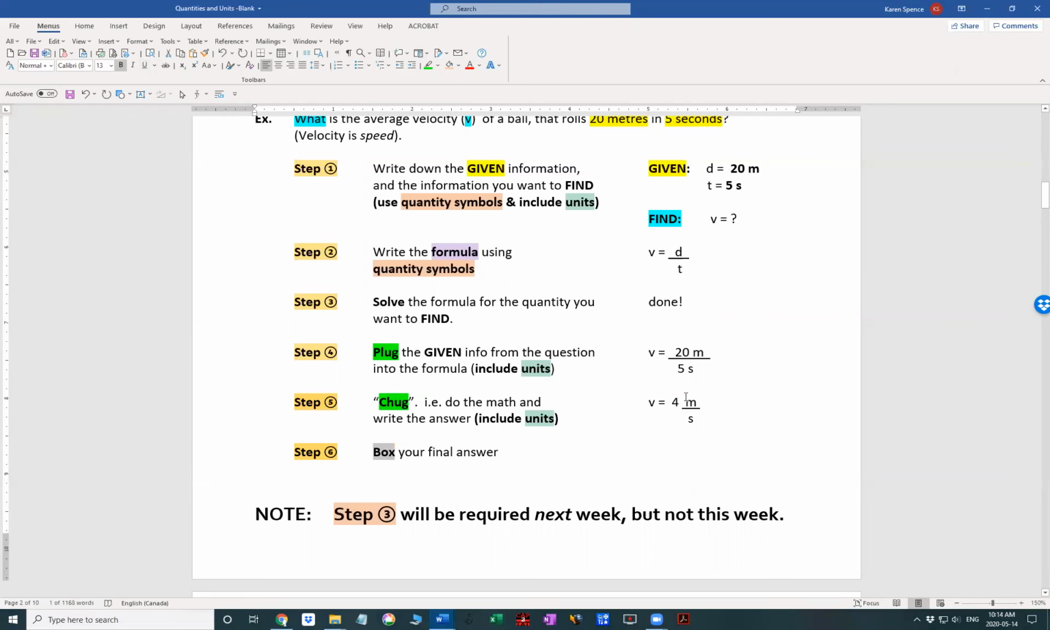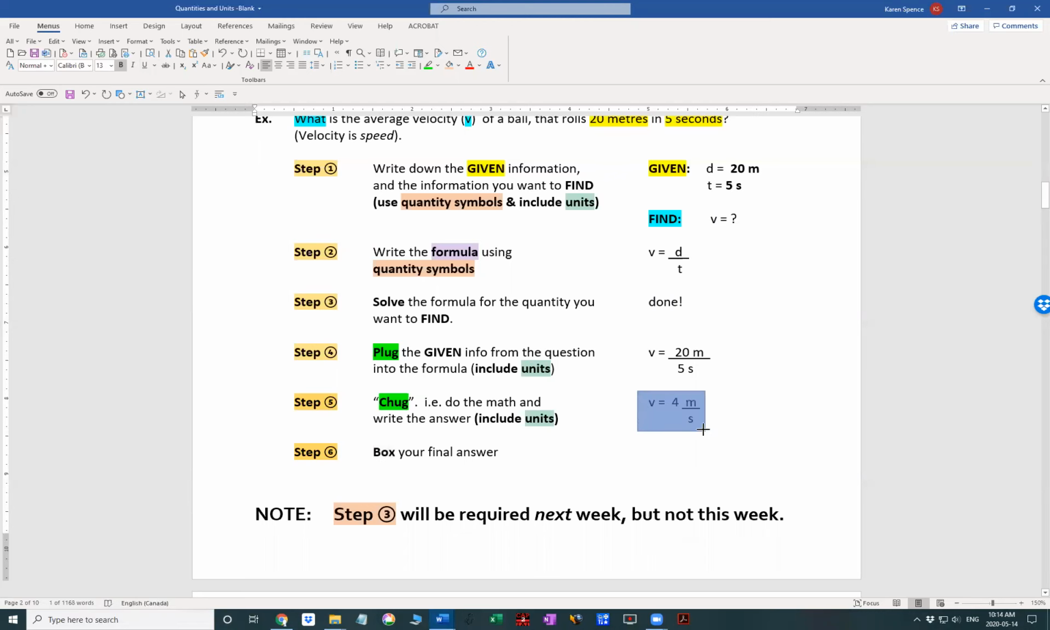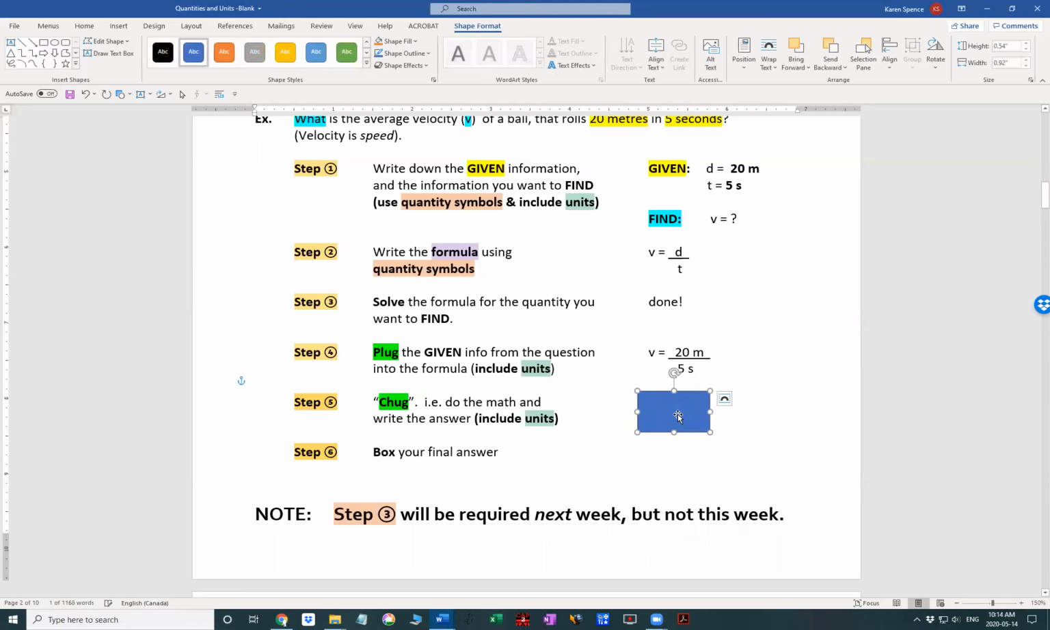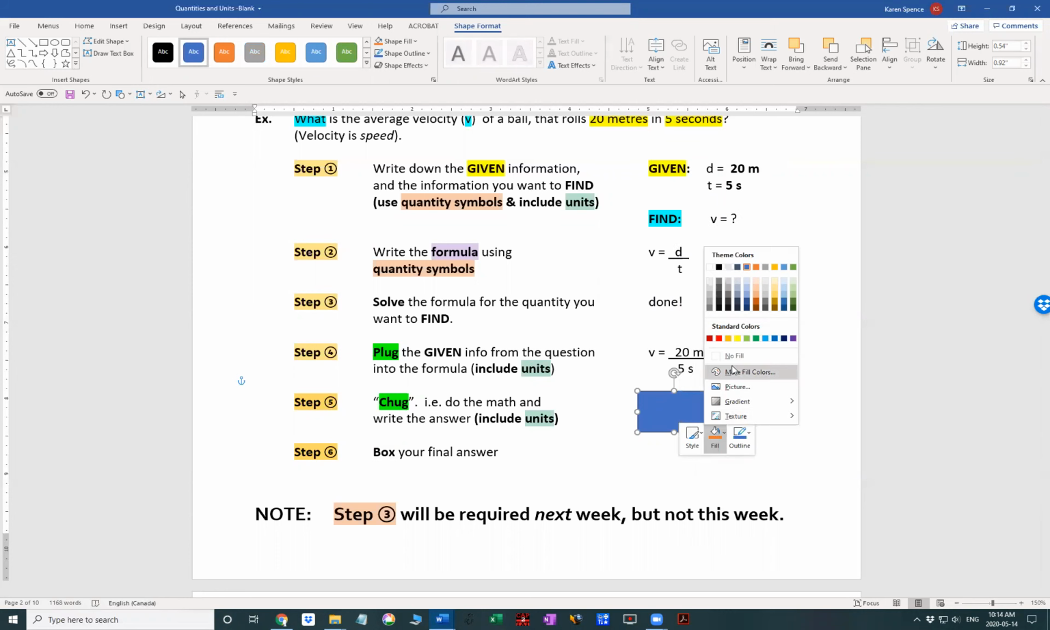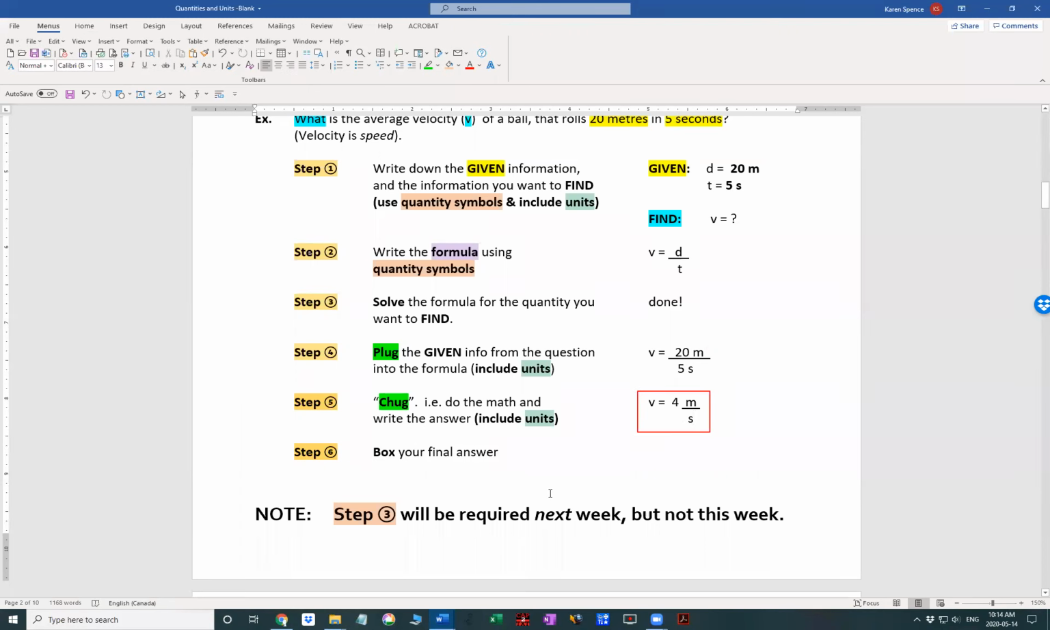Okay. My final step is to box my answer because anytime I show a lot of work, I want to make it really easy for whoever's marking it to see where everything has gone. So I'm going to grab a box. I'm going to put a box around my answer, and I don't want to have it filled because otherwise you can't see it. And then the outline, I'm going to put a box around it.